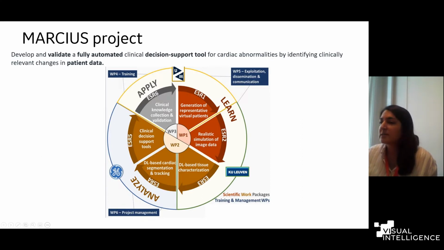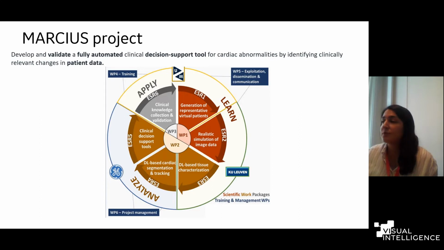So this figure summarizes the work packages of the project and the interaction between researchers. And ESR here stands for early stage researcher. We are 6 PhD students, ESRs, hosted in 3 different sites. There is University of Maastricht in Netherlands, Catholic University of Leuven in Belgium, and the 2 of us here based at GE and University of Oslo in Norway. So all 6 individual projects are interconnected.